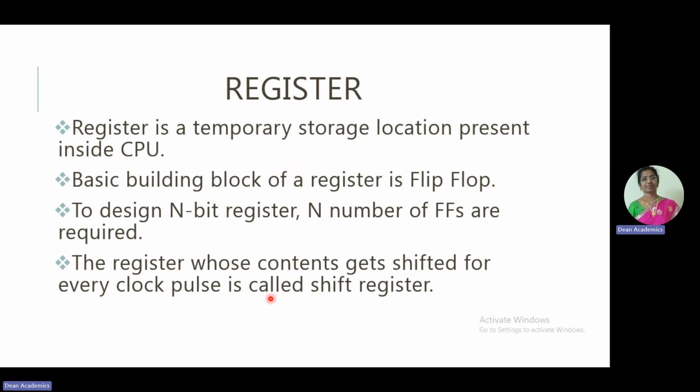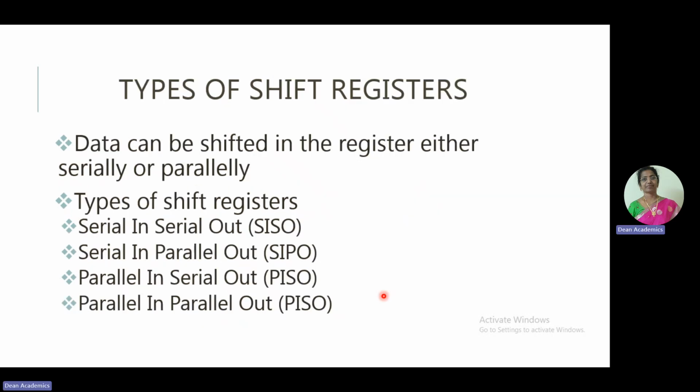What is a shift register? A register whose contents get shifted for every clock pulse is called a shift register. This data can be shifted in the register either serially or in parallel. Based on that, there are different types of shift registers. One is the serial in, serial out shift register, which means data enters the register in a serial manner and comes out of the register in a serial manner. Similarly, there are serial in, parallel out; parallel in, serial out; and parallel in, parallel out. So there are 4 different types of shift registers.